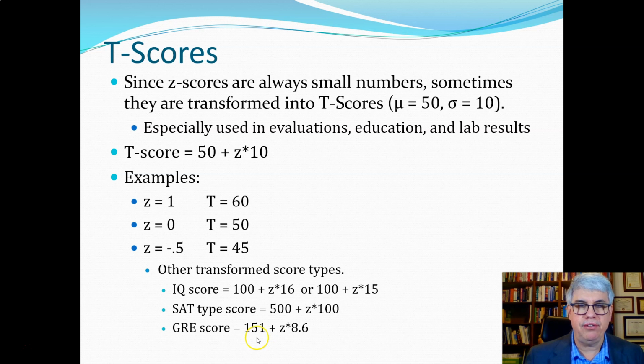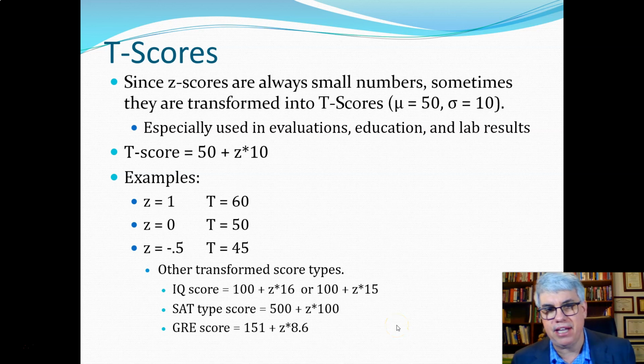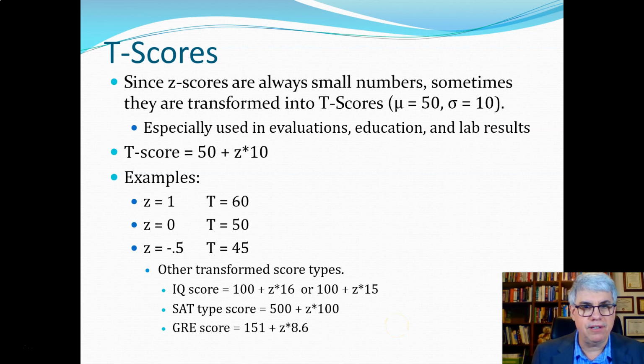And the GRE is similar, except they've camouflaged it so that you can't really see what it is. You take a person's z-score in a topic, times it by 8.6, and add 151 to it, and you get a GRE score. So these are t-scores. These are transformations that make it easier to figure out what's happening with numbers.